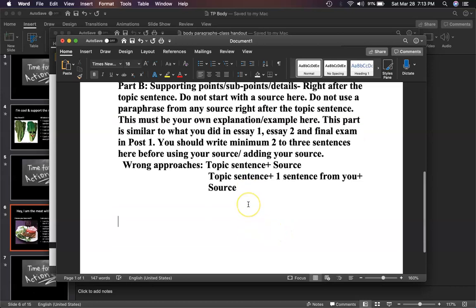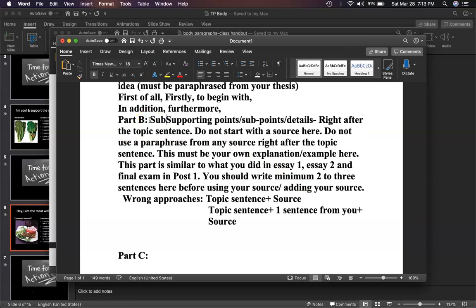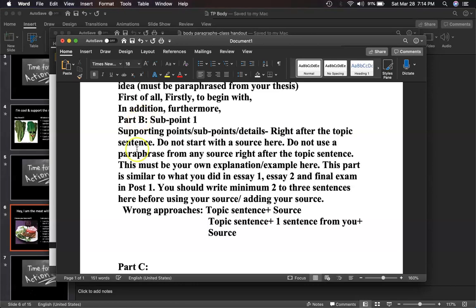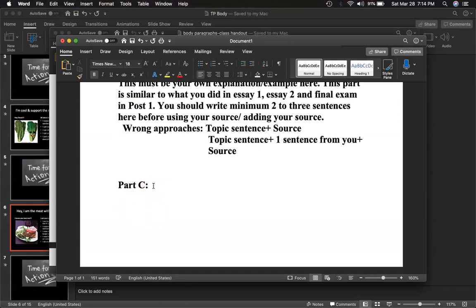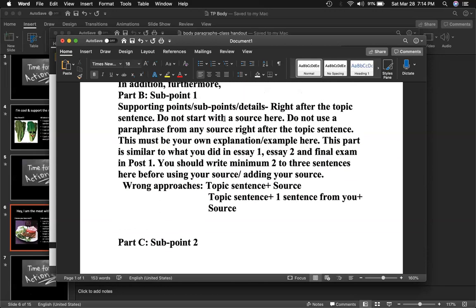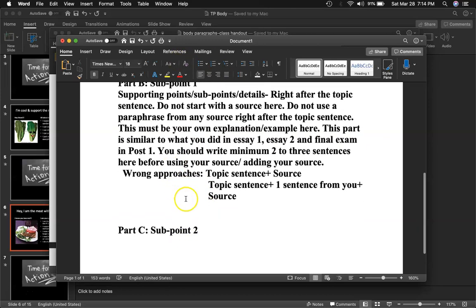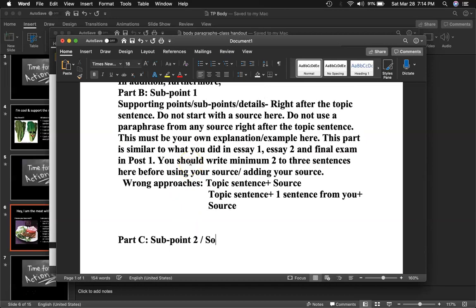All right, so let's go back. So now this is part C. So basically part A was your topic sentence, part B is your sub point 1, right? Now part C is option. So it could be your sub point 2 if you are not using any source for your first supporting detail. It's all from you, no paraphrasing, no book, no website use. Then of course you are going to your sub point 2. But if there is a source, so it could be sub point 2 or source.